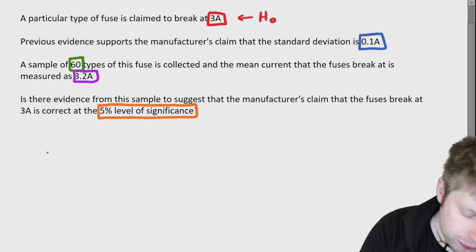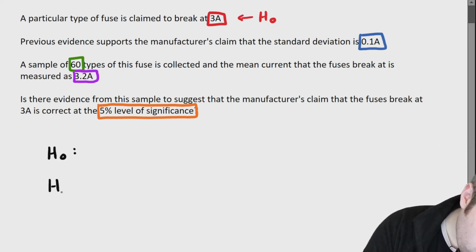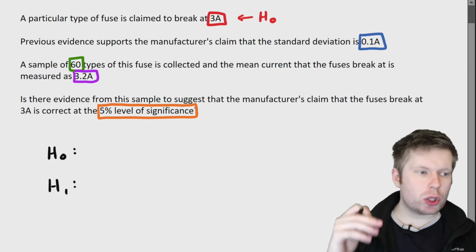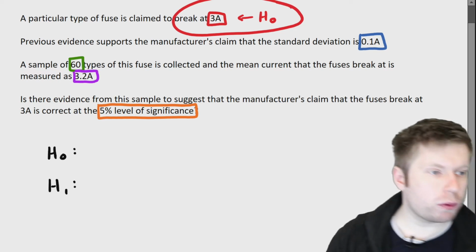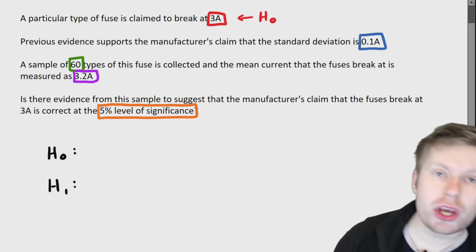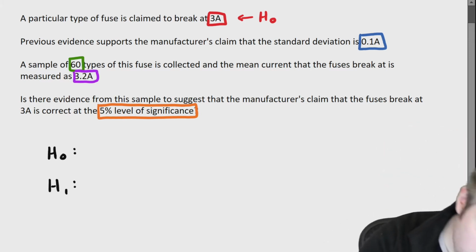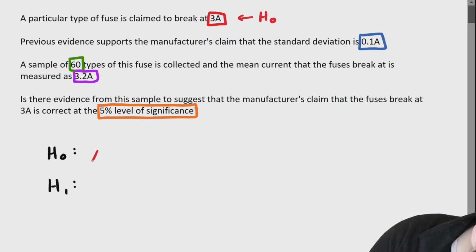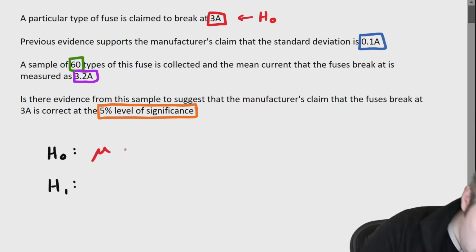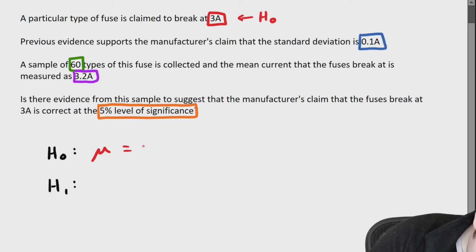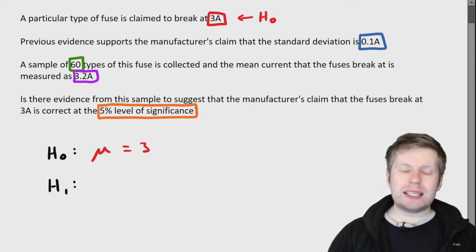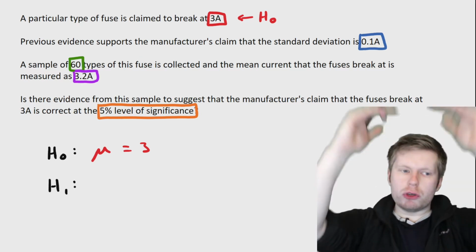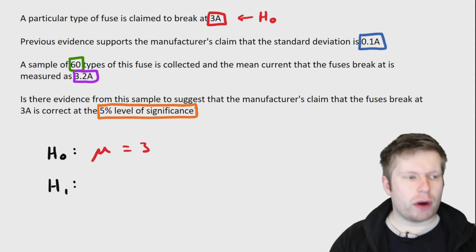I'm always going to start off by defining what my null hypothesis is and what my alternative hypothesis is. So I'm going to write down H0 and H1. In this case, H0 is that the fuse should break when the current of the circuit reaches 3 amps. So H0 is basically that the mean breaking point should be 3 amps or more. So I'm just going to put mean equals 3, on the basis that the current has to come from below to above that. So if it reaches 3 amps, then that's fine.